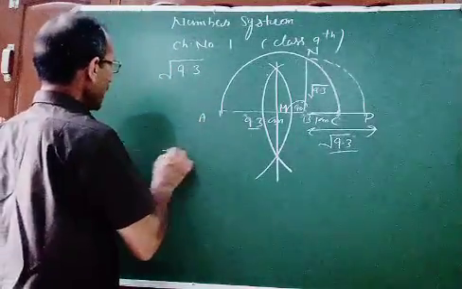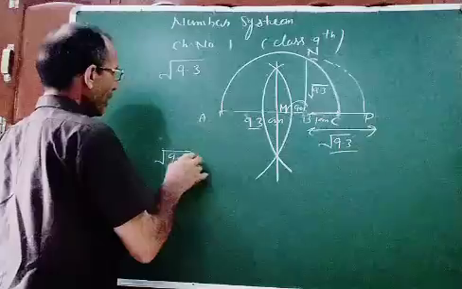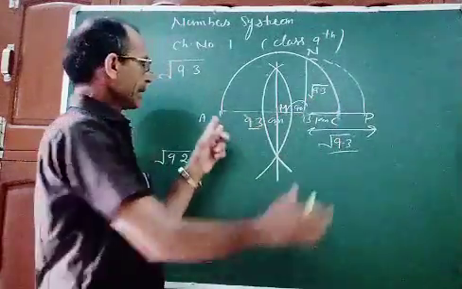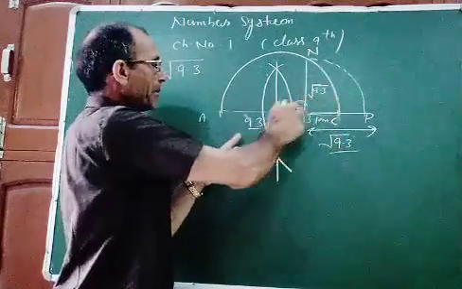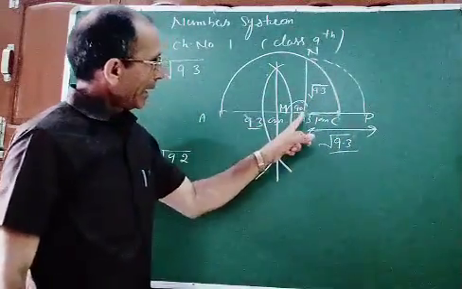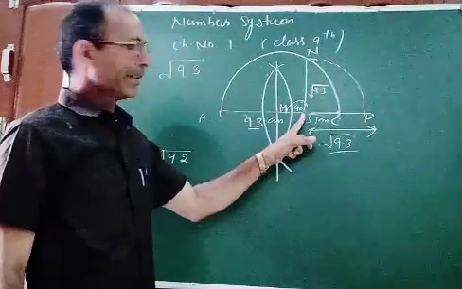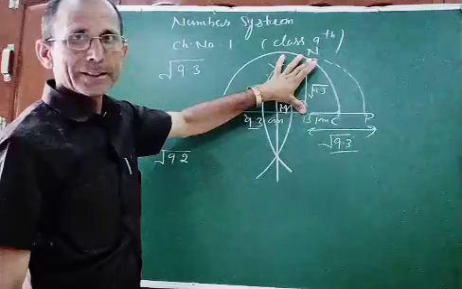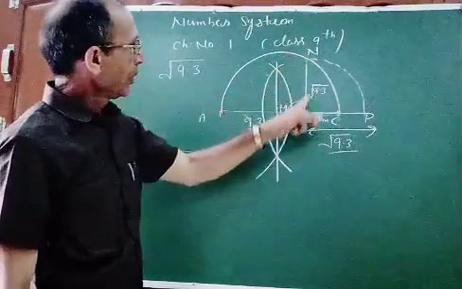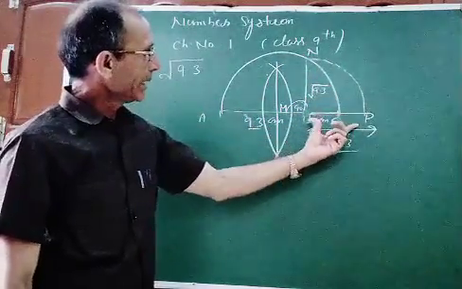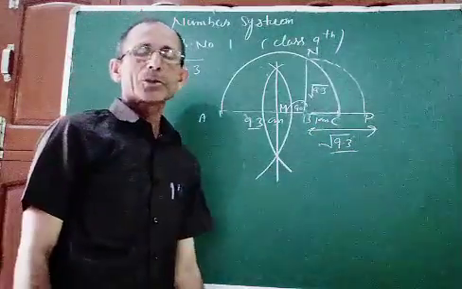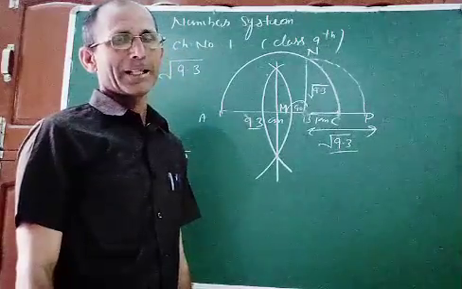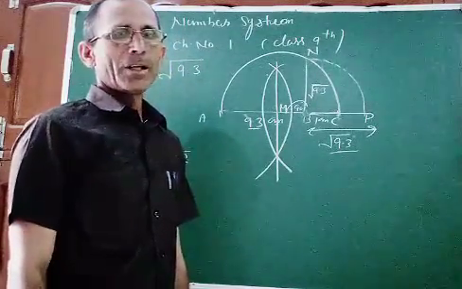Similarly, if 9.2 you have to represent, first take 9.2, extend 1 unit, then bisect AC. After bisecting, draw semicircle and B as a center and draw perpendicular, and this will be the length root 9.2. So take B as a center and cut this arc. It will be equal to root 9.2. So this is the representation on the number line. Any doubt, any confusion? Okay.